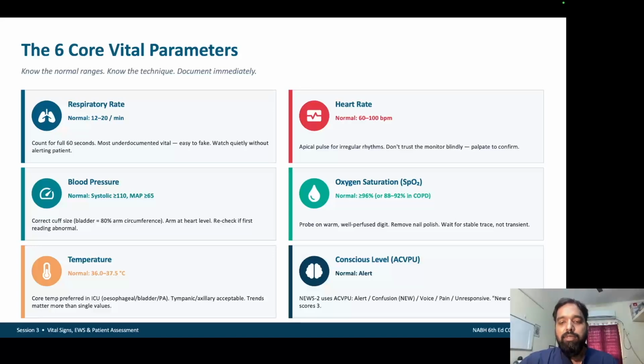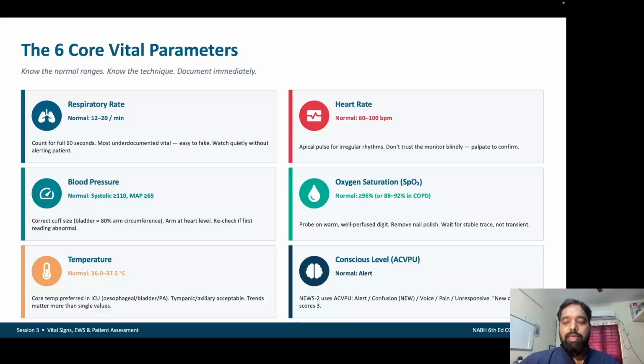Regarding saturation, normal is more than 96%. In COPD patients, we may have a target of 88 to 92%. There is a good reason behind it. Please comment below if you know it. Place the probe on a warm, well-perfused digit. Remove nail polish. Wait for a stable reading, and there should not be any transient changes in the saturation waveform.